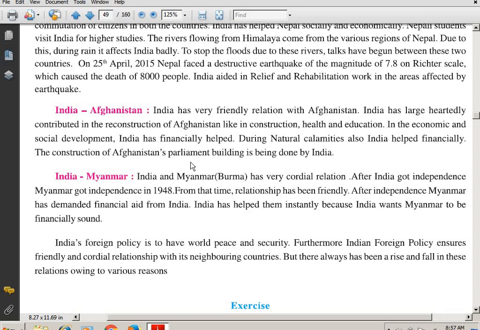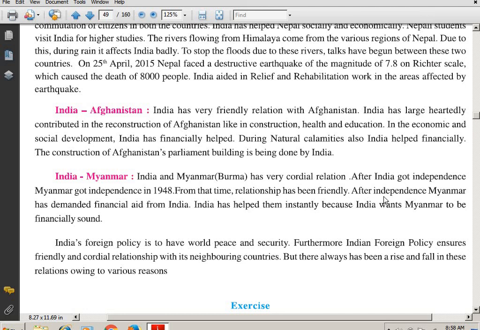Now let's see India's relationship with Myanmar. India and Myanmar, that is Burma, have very cordial relations. After India got independence, Myanmar got independence in 1948. So India got freedom in 1947, Myanmar got freedom in 1948. Burma, which we say now, from that time the relationship has been friendly. From 1948 onwards, India's relation with Myanmar has been very friendly.